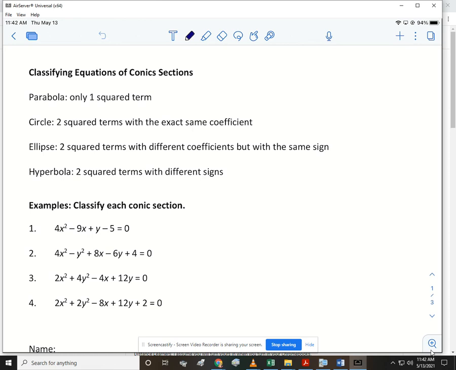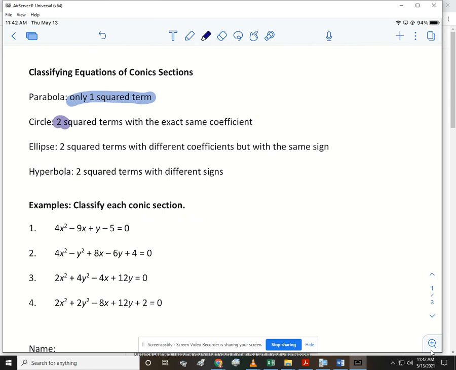And so a parabola is going to only have one squared term. And the only thing that matters on these are the squared terms. So the linear terms don't matter. The constants don't matter when you're determining what it is. Only the squared terms. So a parabola will only have an x squared or a y squared, not both.